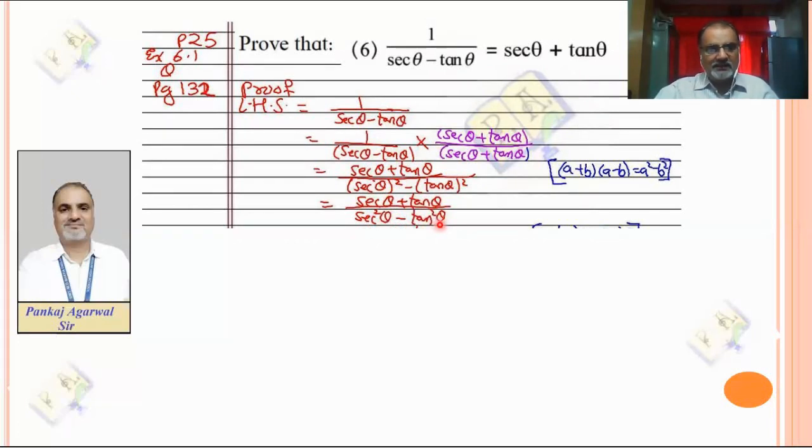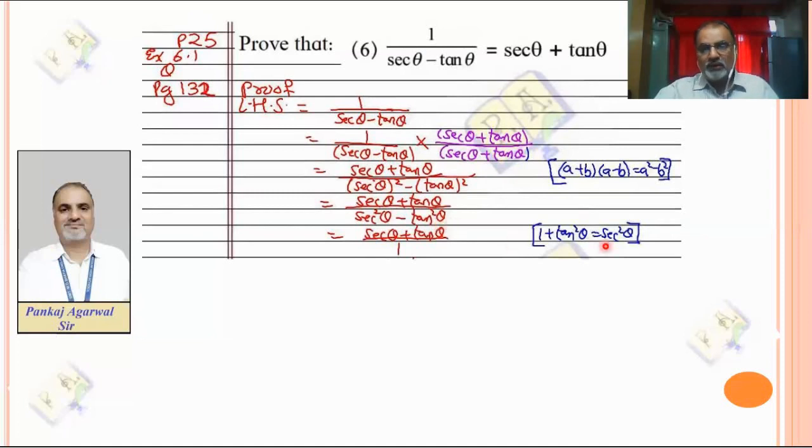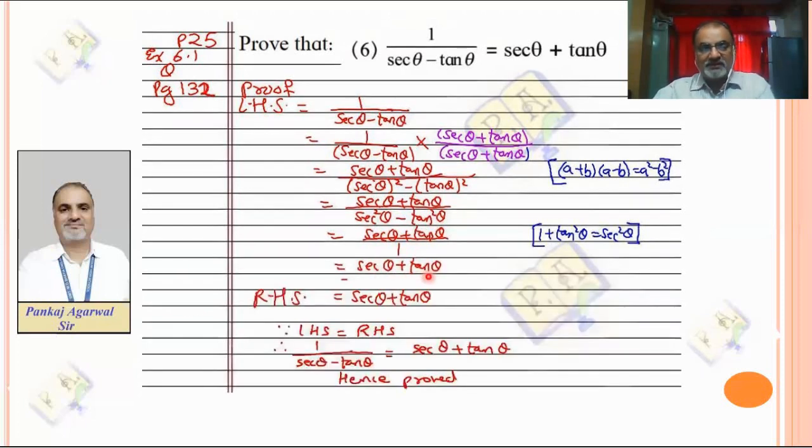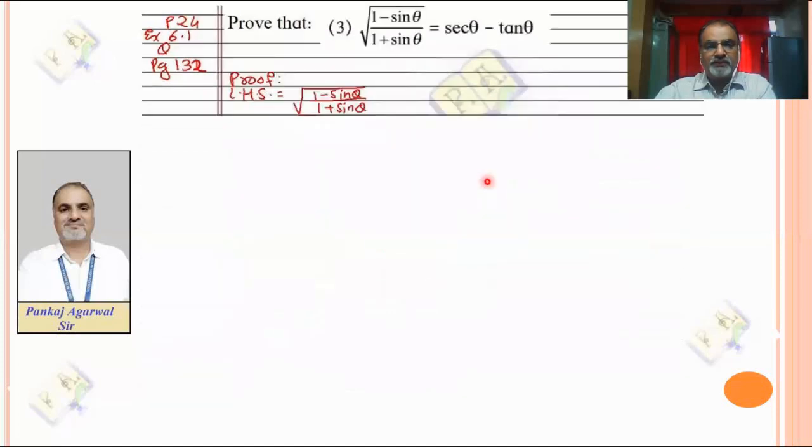It's an identity. What is the identity? 1 plus tan square theta is equal to sec square theta. Therefore, what is sec square theta minus tan square theta? Of course, it is 1. Anything upon 1 is the same answer, which is equal to sec theta plus tan theta, which is nothing but RHS. Since LHS is equal to RHS, we can rewrite our final answer. So see the conjugate method which we have used over here. Let's do P24.